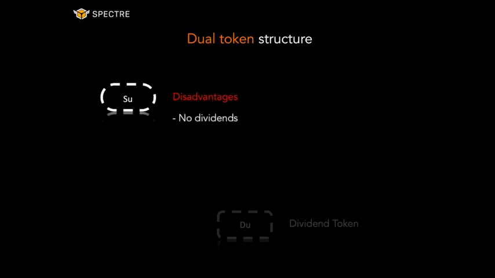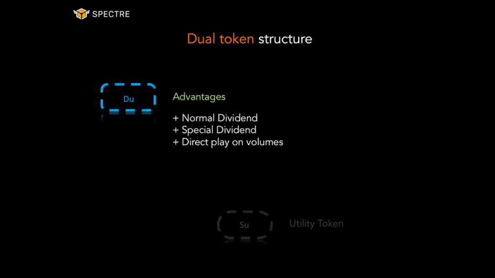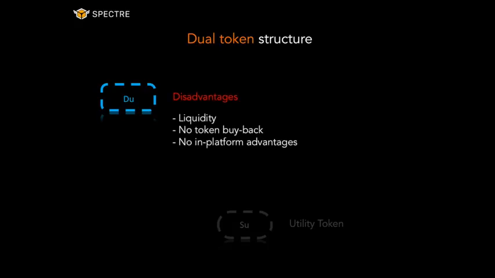The disadvantage, of course, is that it does not participate in any profits, unlike the dividend token, which pays a volume-based profit to token holders at the end of the month and at the end of the year. The drawback with the dividend token, however, is that it will have less liquidity being listed on smaller exchanges. It also does not benefit from the ongoing token buyback program and carries no in-platform advantages that the utility token does.